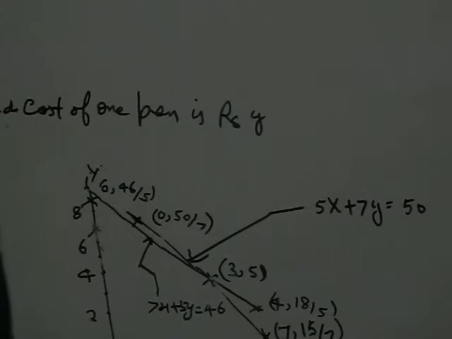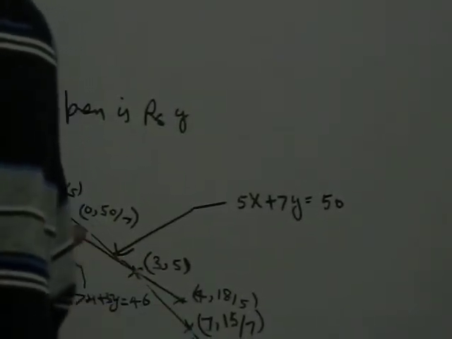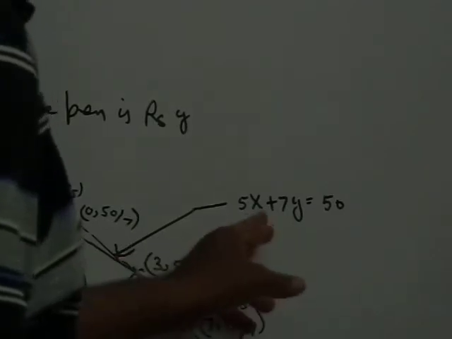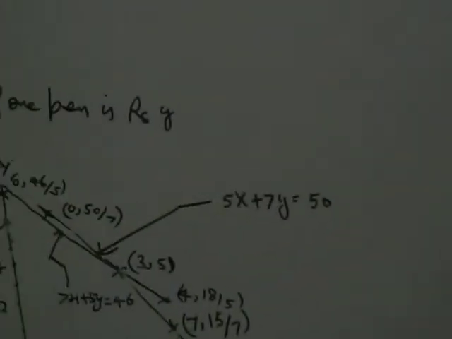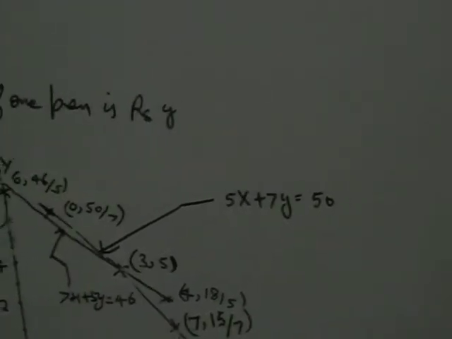Next, the third point: if x = 7, then y = (50 - 35)/7, so y = 15/7, which is slightly more than 2. So this point will come here. This point and this point will make this line, 5x + 7y = 50. So this is the plot of the first equation, 5x + 7y = 50.